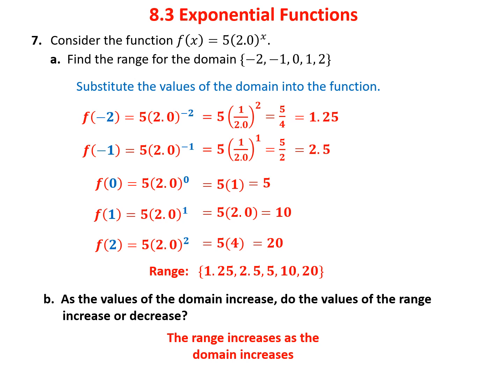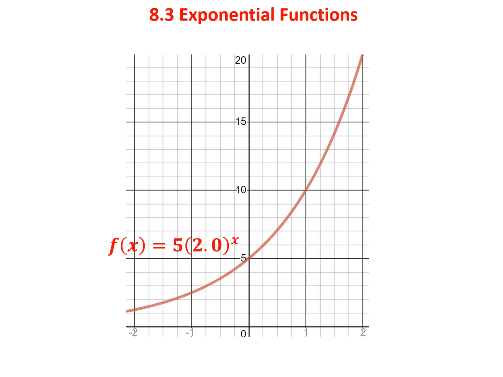Notice the difference here was our b was greater than 1, it was 2. So that's what tells me it's going to go up. Unlike before, when the b was less than 1, a fraction. And here's how it looks in Desmos.